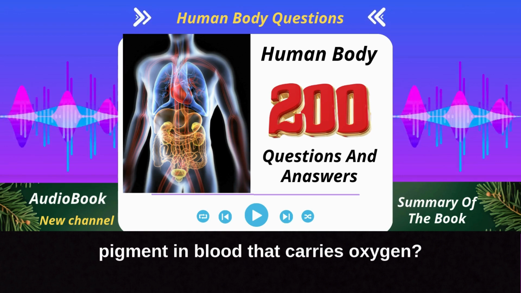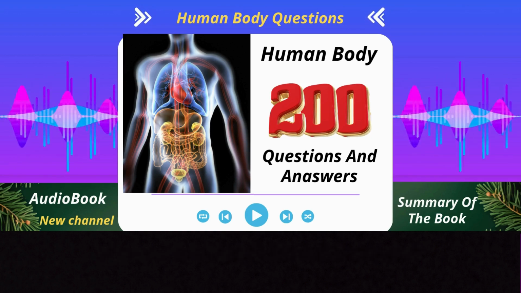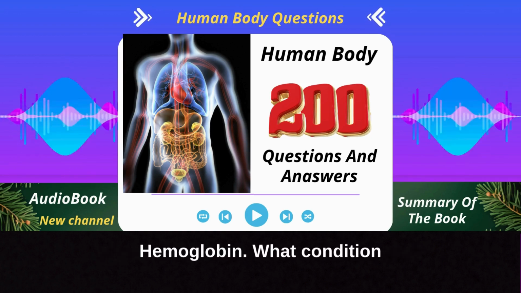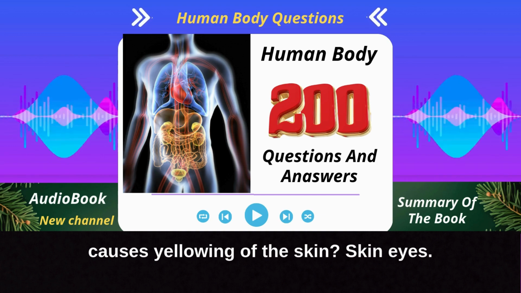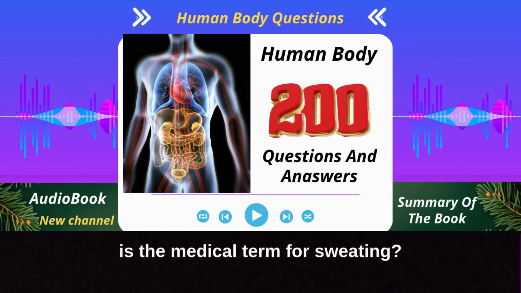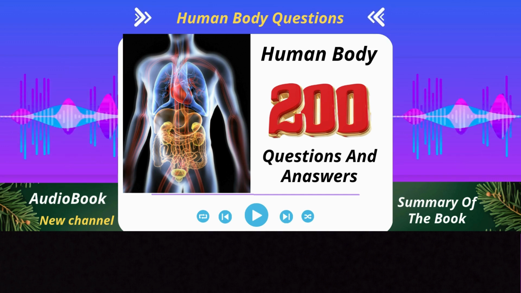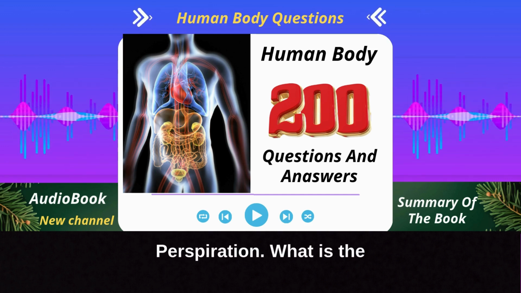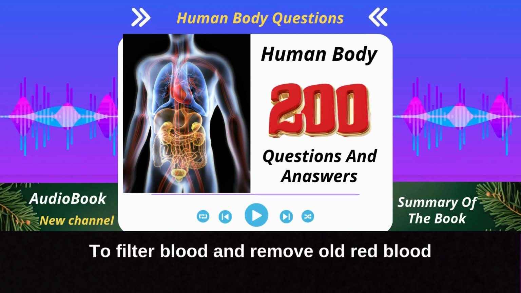What is the pigment in blood that carries oxygen? Hemoglobin. What condition causes yellowing of the skin and eyes? Jaundice. What is the medical term for sweating? Perspiration. What is the function of the spleen? To filter blood and remove old red blood cells.